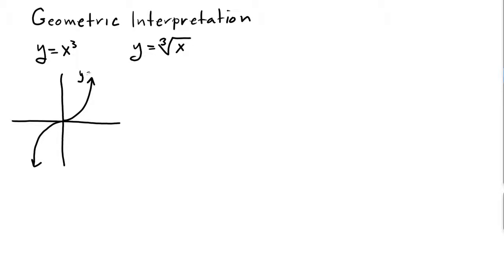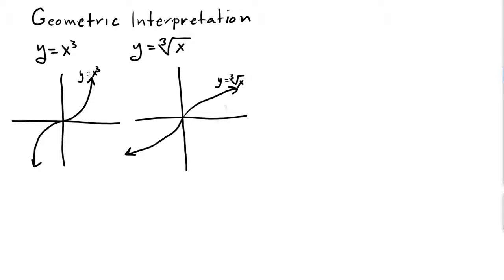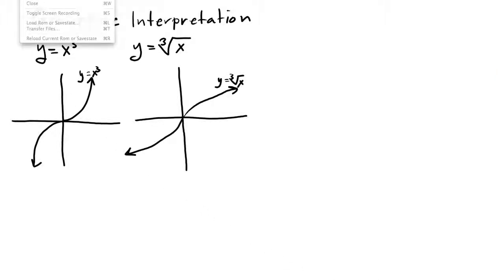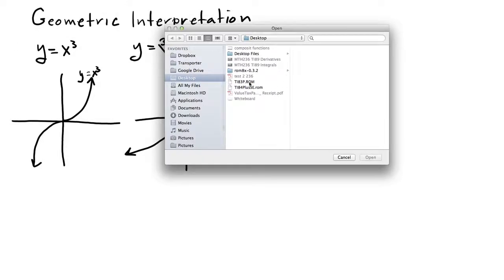All right, so this is y equals x to the third, and I can make a quick rough sketch of the cube root of x, which looks like this. All right, so this is y equals the cube root of x. Now, what's the relationship between the two of these graphically? Well, we can use our graphing calculators to graph the two of these on the same coordinate axis here.